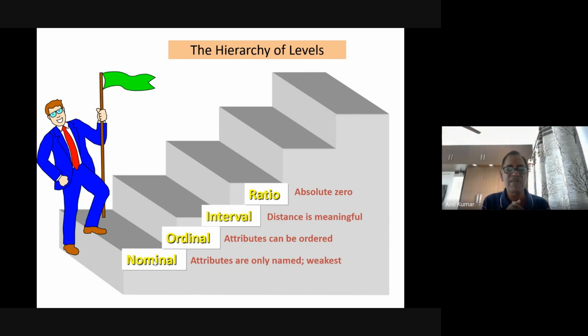And in distance interval, again let me repeat it, interval means wherein we are saying the difference between the two, one and two is one only, two and three is one only, so distance is well defined. But in ratio, zero distance is defined with respect to zero. So this is the hierarchy of levels, and that's why we say that parametric tests at least require ratio and interval, because distance is meaningful and absolute zero is also there, which is not available in the lowest level of measurement.